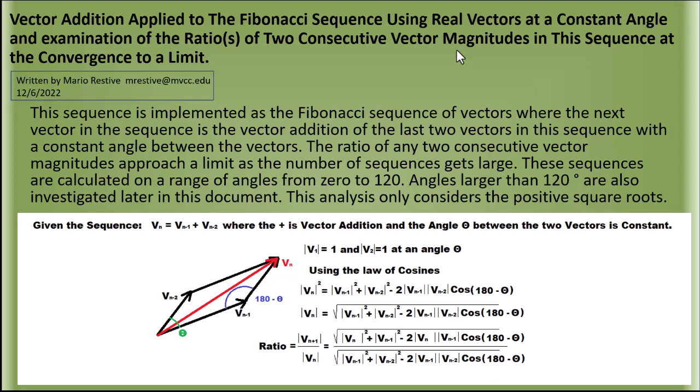The ratio of any two consecutive vector magnitudes approaches a limit as the number of the sequences get larger. These sequences are calculated on a range of angles from 0 to 120 degrees. The angles greater than 120 degrees are also investigated later in the document. This analysis only considers the positive square roots.